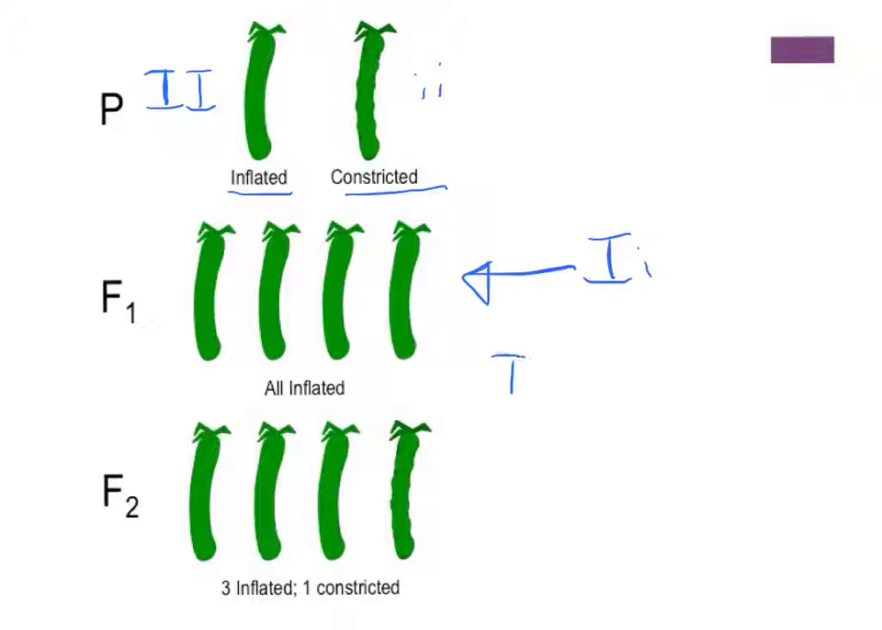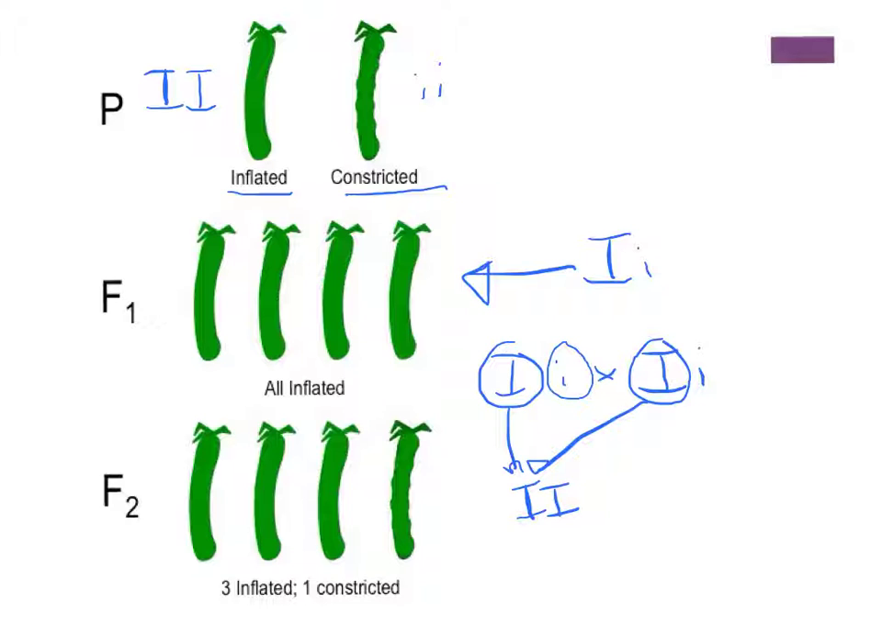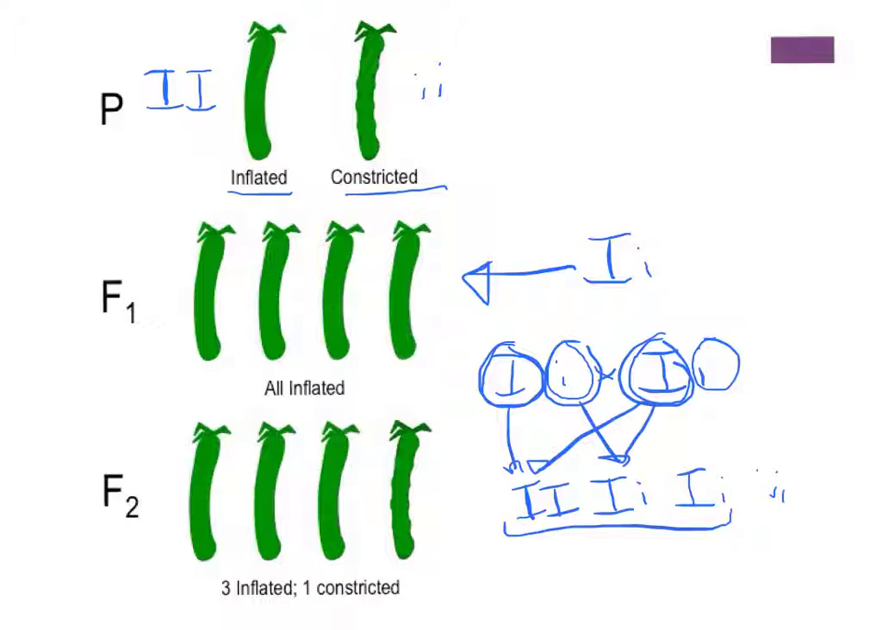And when the big I, little i crosses, you could get a big I and a big I. You could get a little i and a big I. And we'll always put the capital letters first. You could get a big I and a little i. Or you could get two little i's. And so three of the four will show that dominant inflated trait and one will be constricted.